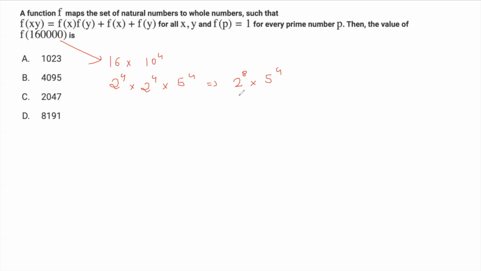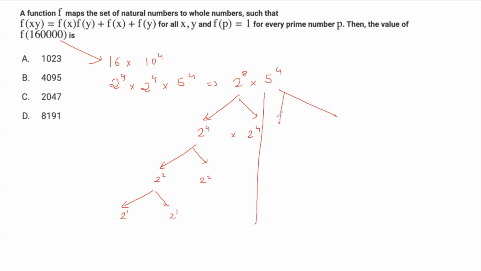So now what we will do is we'll branch it out. We'll write 2 raised to 8 simply as 2 raised to 4 into 2 raised to 4. 2 raised to 4 will further branch as 2 raised to 2 into 2 raised to 2. And 2 raised to 2 will further branch as 2 raised to 1 and 2 raised to 1. And something similar we'll do for 5 also. 5 raised to 4 can be broken down to 5 square into 5 square, and 5 square can be written as 5 into 5.